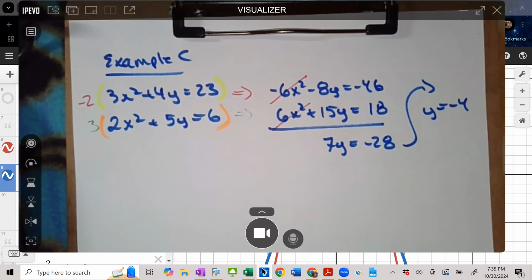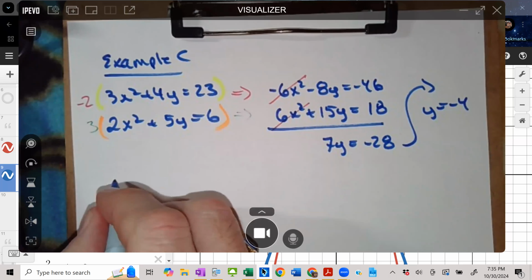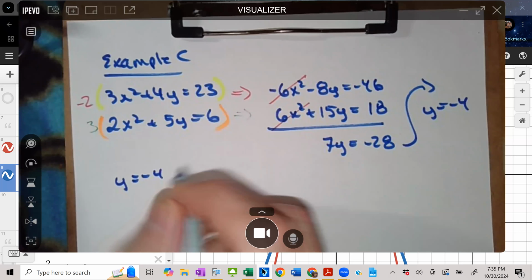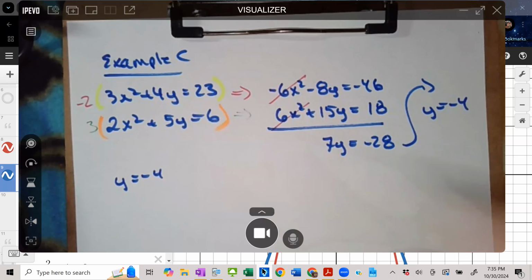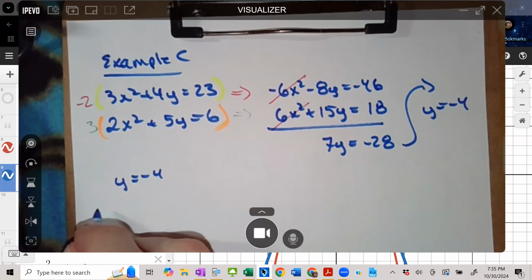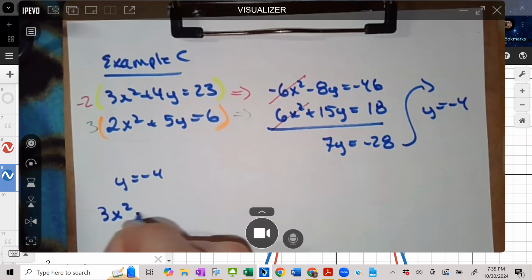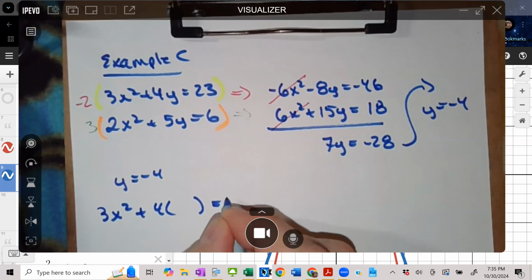And here's where I got to give you a heads up. It's not going to work out even. That's okay. So let's work through this. If we let y equal negative 4, I'm just going to do it in the first equation. You can do it in the second equation, they're going to work out about the same. Maybe the second equation would be easier. Well, let me stick with the first equation, 3x squared plus 4 times negative 4 equals 23.